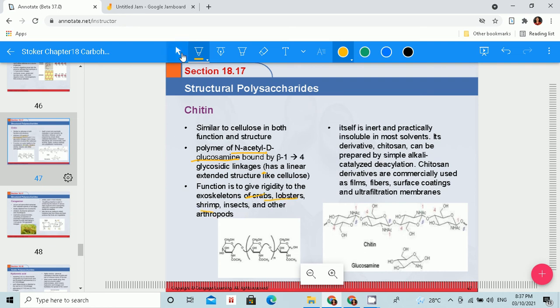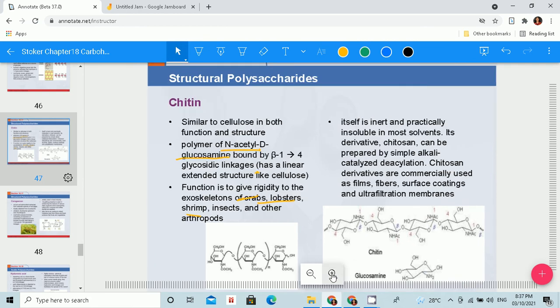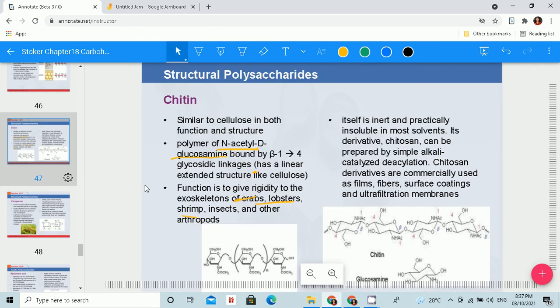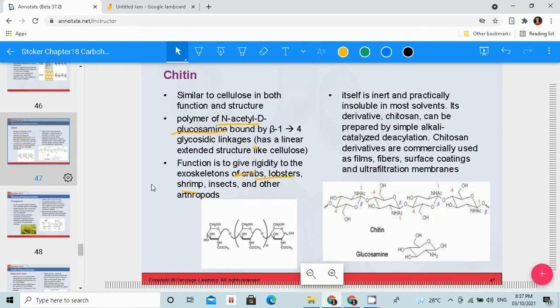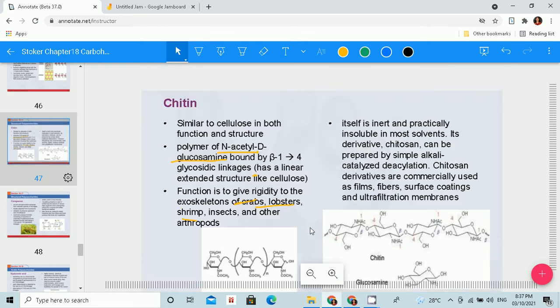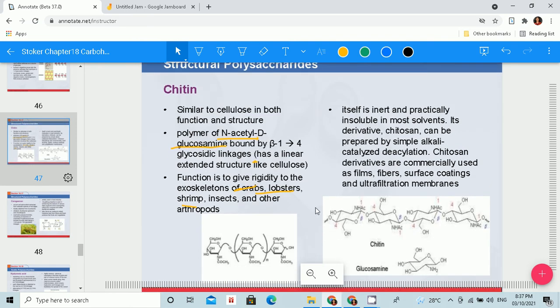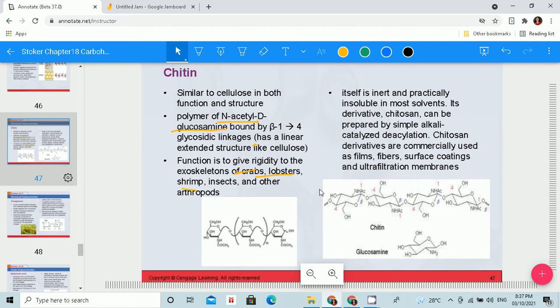Okay, so it gives rigidity to the structure. Again, chitin is a structural polysaccharide, also found in other arthropods. It is itself inert and particularly insoluble in most solvents. So this is insoluble. It cannot be dissolved by most solvents.